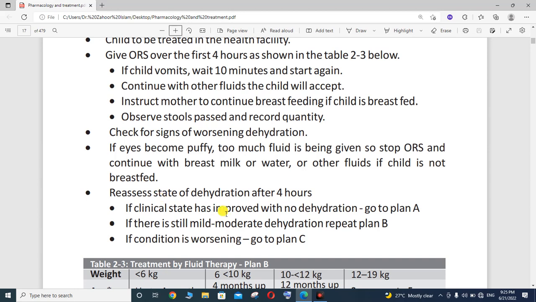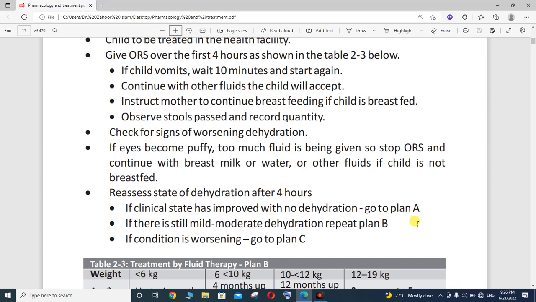Reassess the state of dehydration after 4 hours. As we have discussed, initially you will have to give ORS in the first 4 hours, as shown in the table. For example, if the child vomits, then you can wait for 10 minutes and then start again. Then continue with other fluid the child will accept. After that, you can also instruct the mother to continue breastfeeding if the child is breastfed. If the clinical state has improved with no dehydration, then go to plan A.